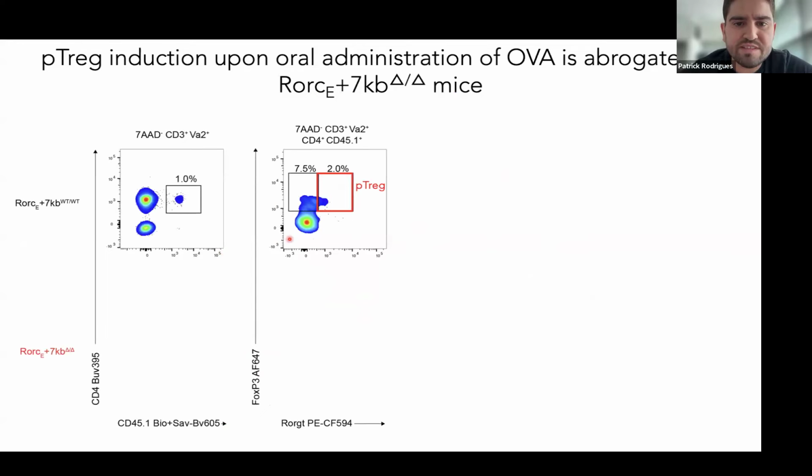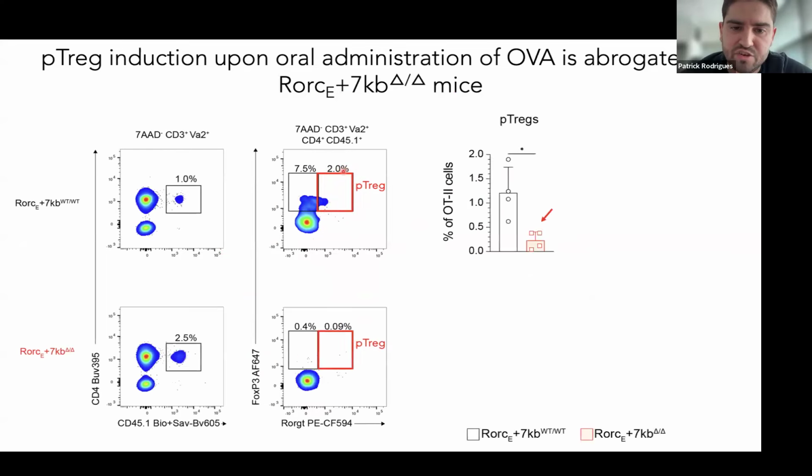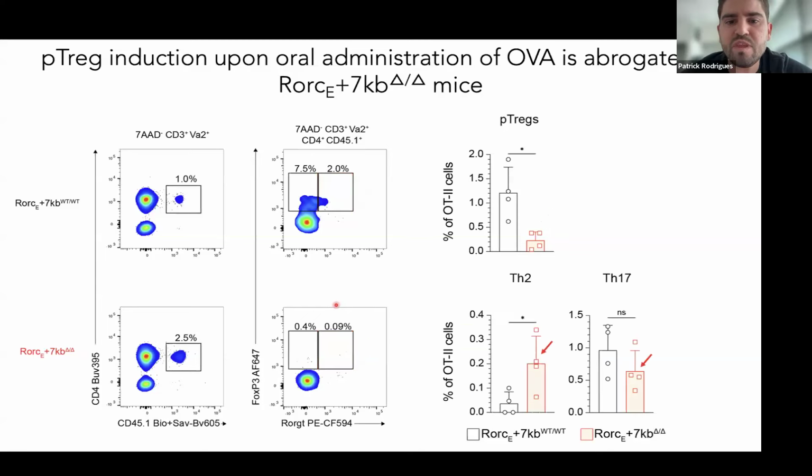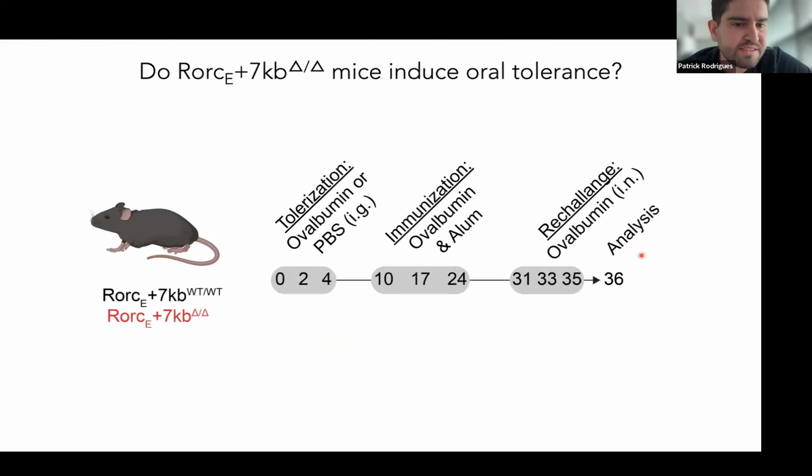And as you can see, whenever you have the OT2s injected into the wild-type mouse, you are able to generate the Treg compartment. However, when you do the same experiment in the 7kb enhancer knockout, you completely abrogate the priming of the peripheral Treg compartment. We also checked for the Th2 as well as for the Th17 compartment, and you can clearly see that the Th2 compartment was skewed in our enhancer knockouts, whereas the Th17 seemed not to be different compared to the wild type. So obviously, this is not the best model to check for oral tolerance.